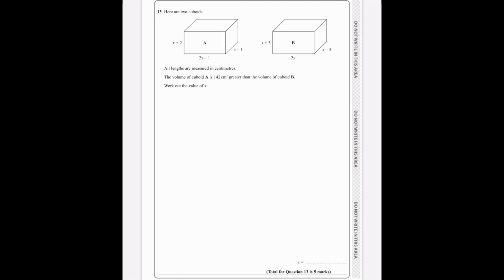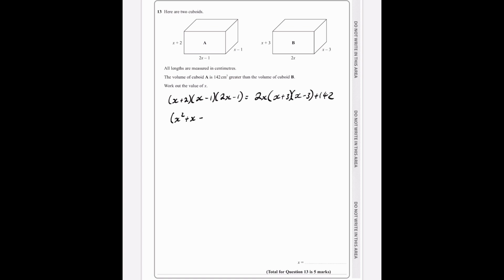Question 13. We can construct a big equation. The volume of A, the three lengths multiplied together. Then the volume of B, we've got the three lengths multiplied together, add 142 because A is 142 centimetres cubed greater.